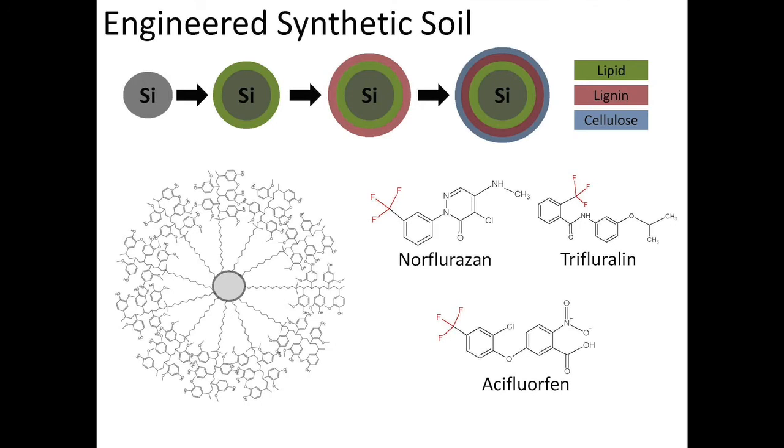We start off making this synthetic soil using a silicon particle, and then growing on top of it are lipids. And then on top of that, we have our lignin. And then on top of that, we have our cellulose. By varying the different lignins that we put on there, we get different soils. We have 3 right now that we're working with. This right here is our 2-tiered system, and it shows the different lignin that we have there.